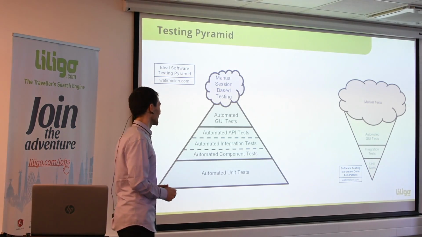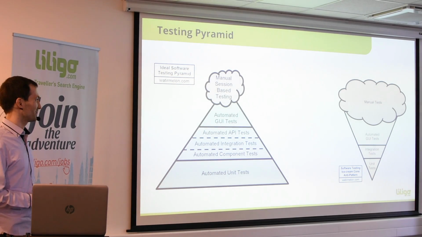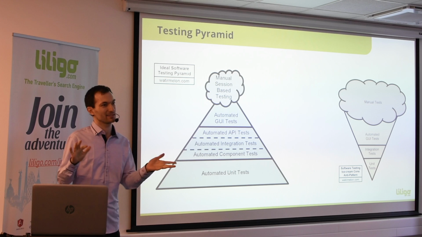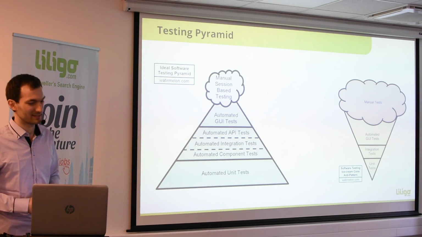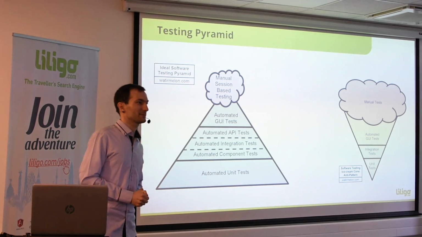Okay, Google says it's 70%. Now, how more of these units work together can be tested with integration tests with an ideal 20%, and only the remaining 10% is left for automated tests or end-to-end tests.